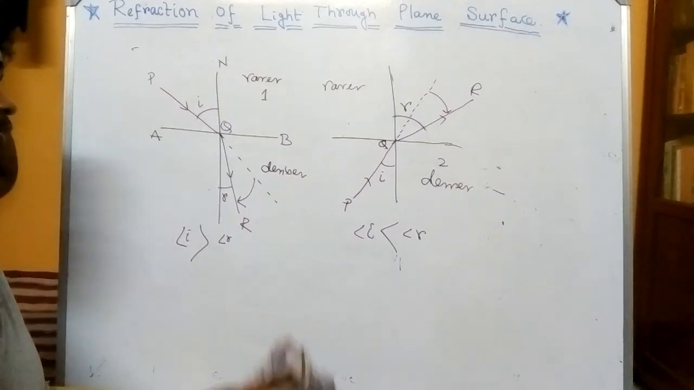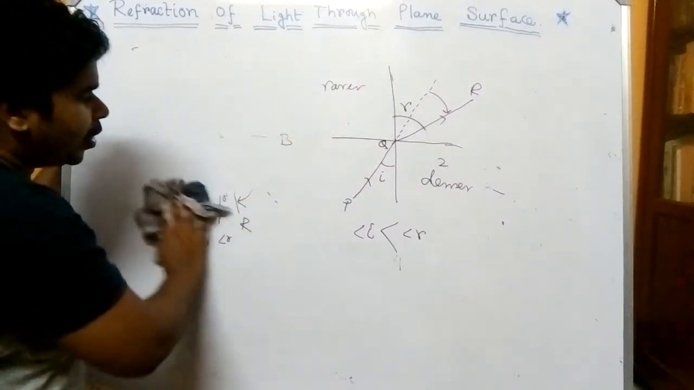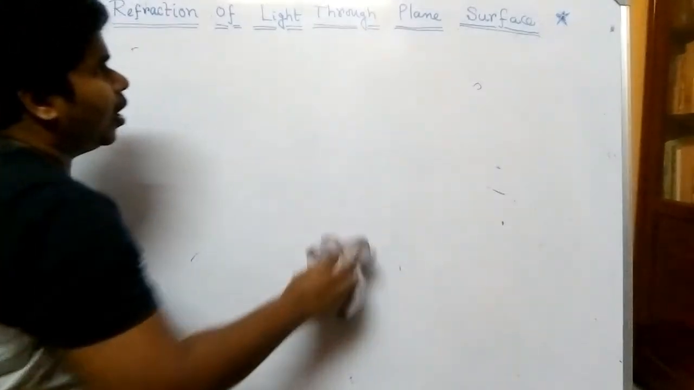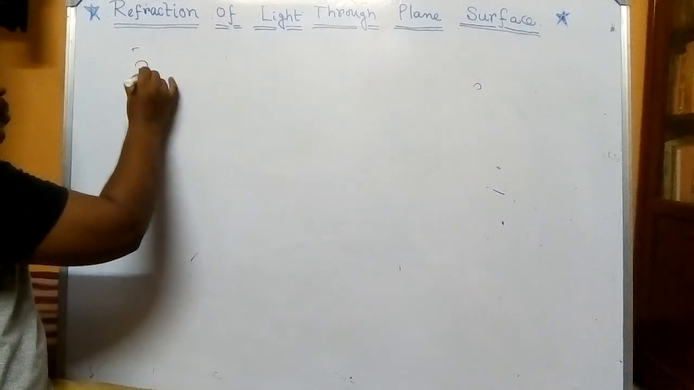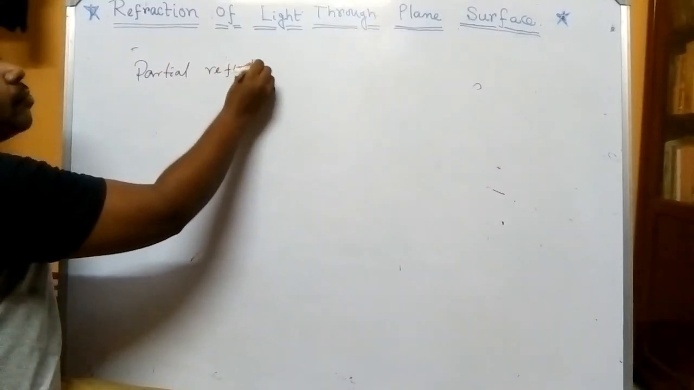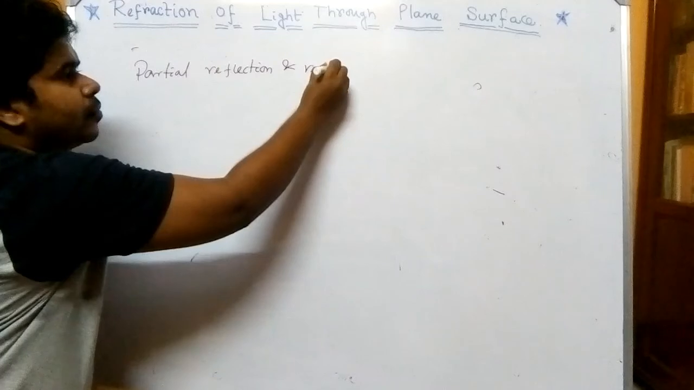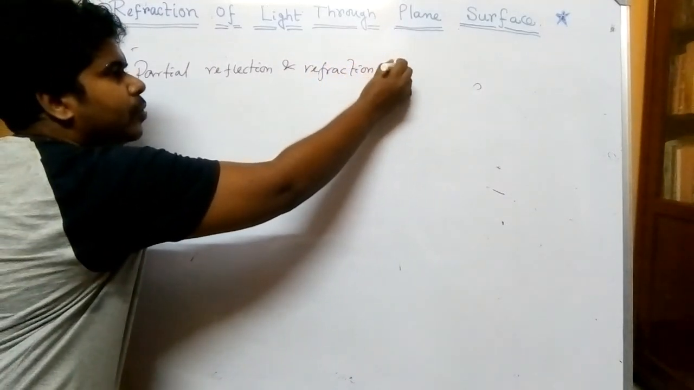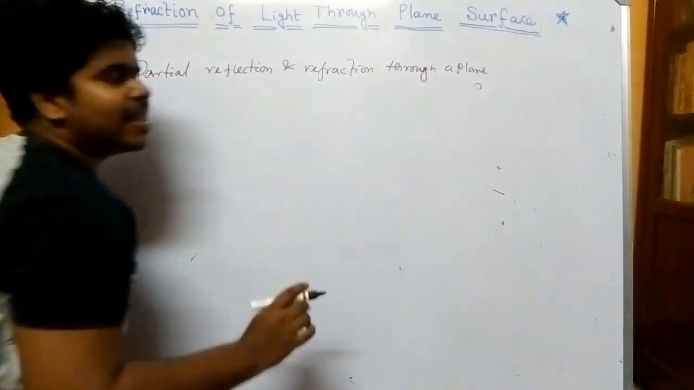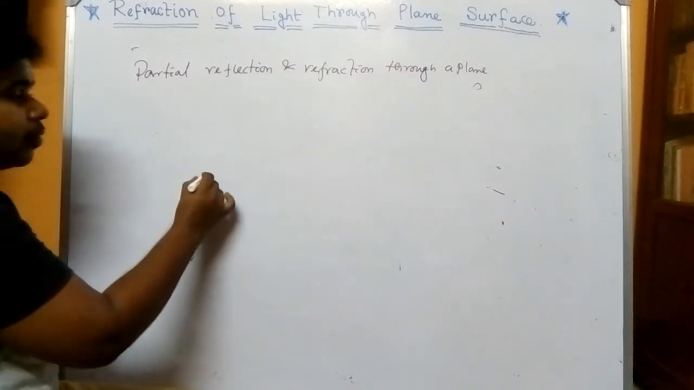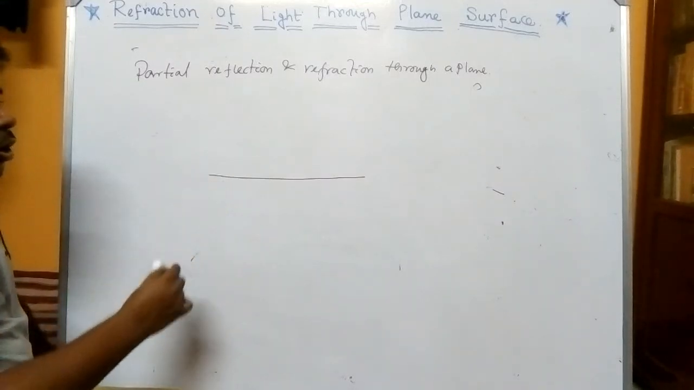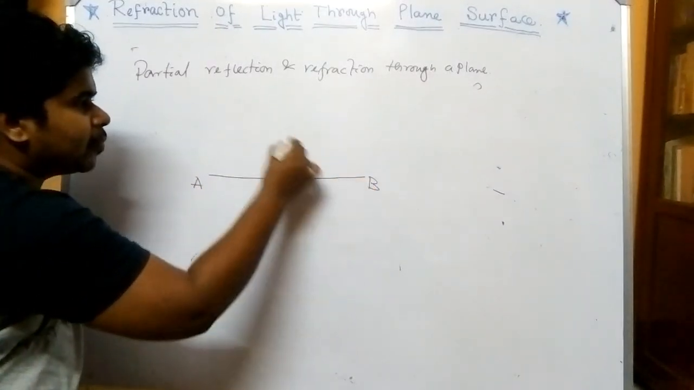Now we are coming to the next part, that is partial reflection and refraction through a plane. What is it? When a light ray travels from one medium and is incident on the separation between two different mediums at an angle.